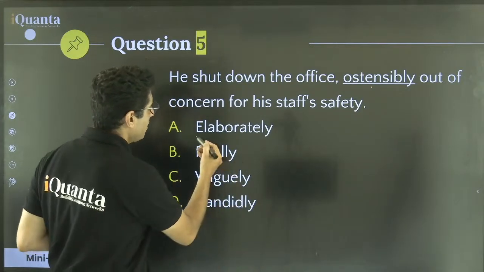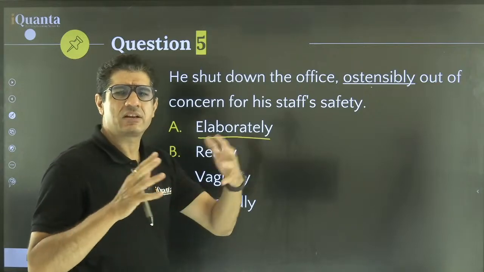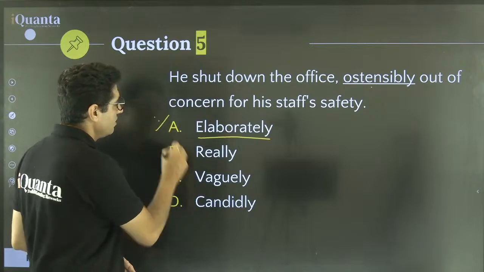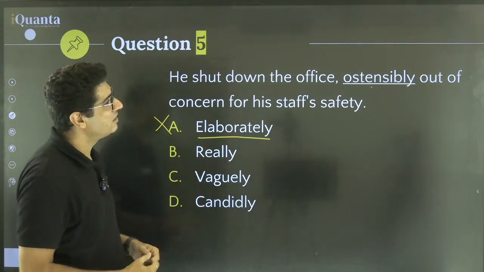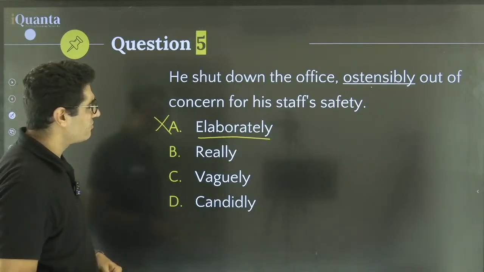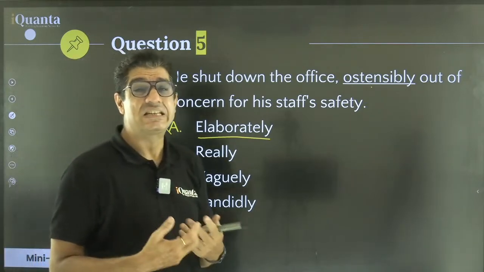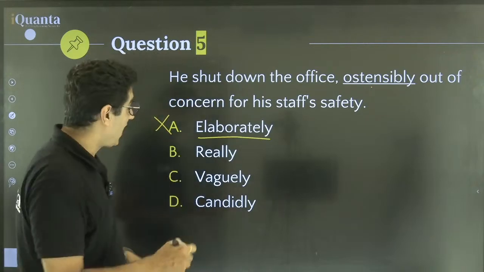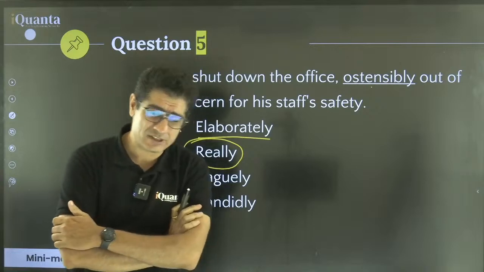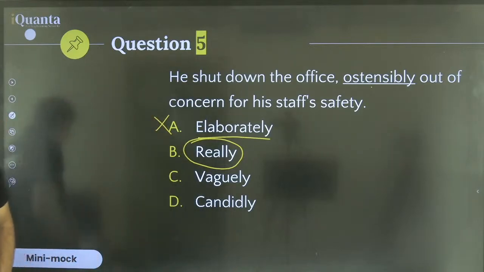Okay, so elaborately is something that involves a lot of detail, but then you can even lie with a lot of detail. Really, ostensibly out of concern, really out of concern. Really does not really mean real, right? Had this word meant real, then it could have worked. But really, does that always mean real? Is that the meaning that you get from really?